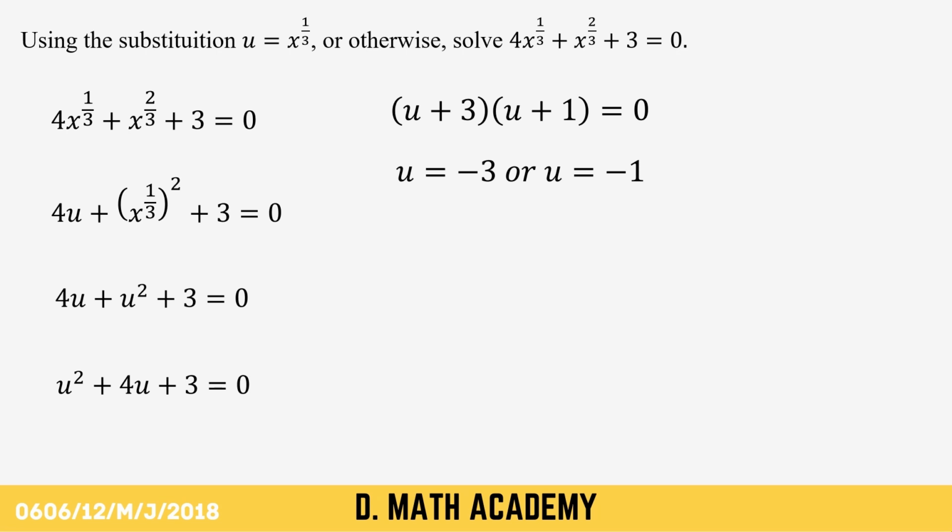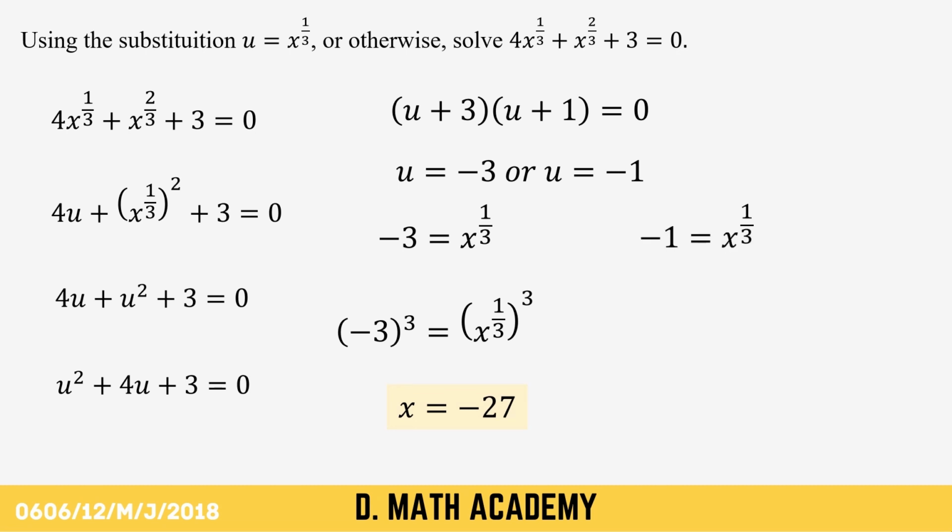So I change it to x to the power of 1 over 3 equals -3. Then I raise both sides to the power of 3 in order to get x to the power of 1. After the calculation, you will get your x as -27. For the other value of u, you will have x equals -1. So this too will be your final answer. That's pretty much it for the indices topic.